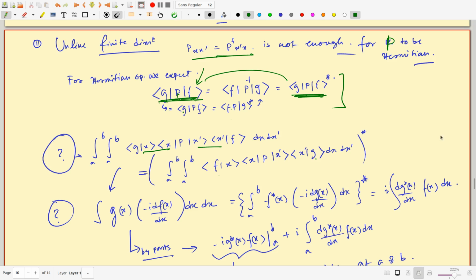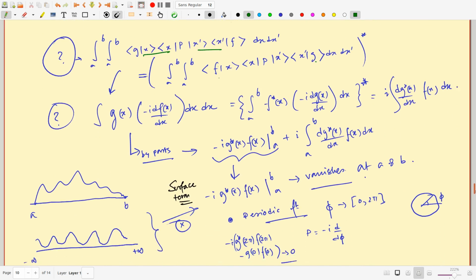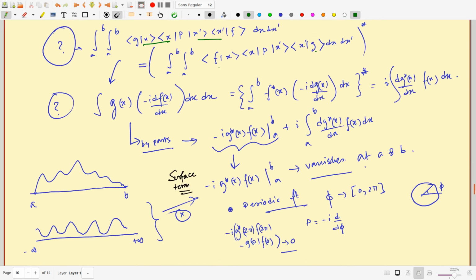So now I want to check if these two are the same thing. In order to do that, let me start with this function, which is basically g of x. This operator, as we know, is minus i d f dx, and this operator, as we know, is just dx, because this x prime is there. So I can just remove this object, we don't need this part. So this is this.